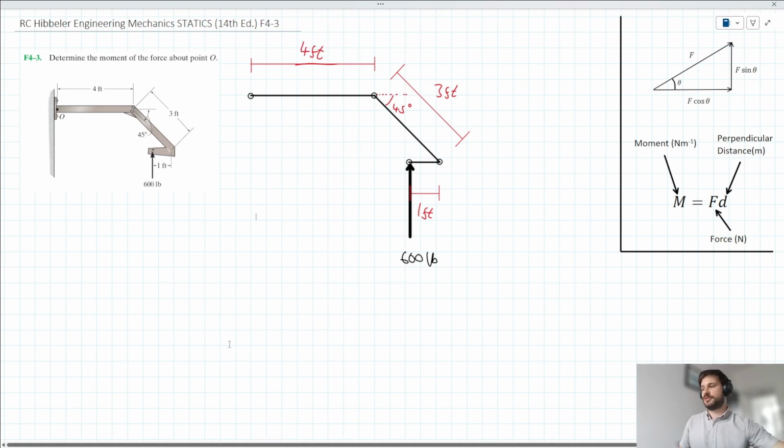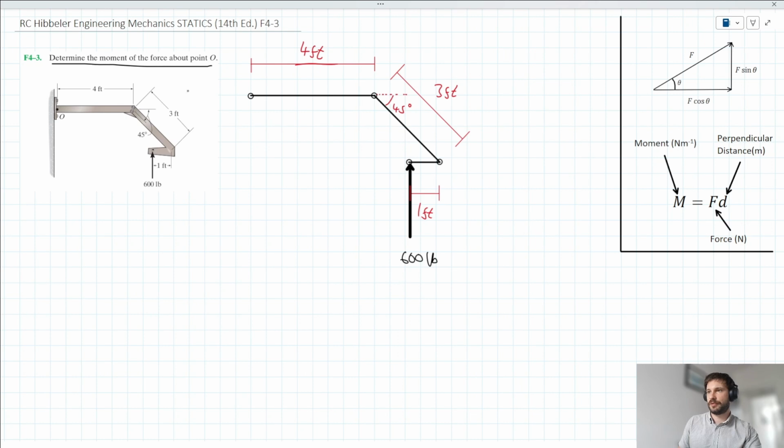So we have this problem from chapter 4 here, which is asking us to determine the moment of the force about point O. So I've recreated the diagram from the textbook in the center of the page here, just so that we can draw all over it basically.